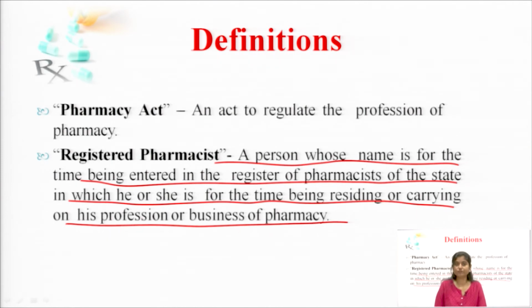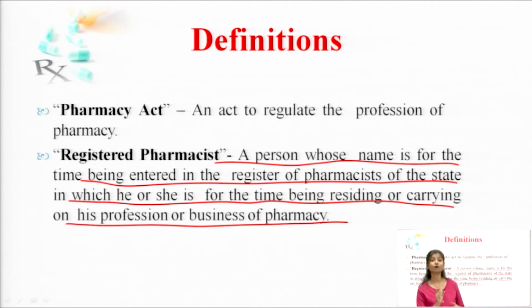First, education. If you have done your diploma or a degree course in pharmacy, you can apply for the registration in that state in which you are residing or you have taken your education. So it is mentioned over here that a person whose name for the time being is entered in the register, that is the register in the office in which your name has to be entered, that this person has completed his education and now he or she is capable to be a registered pharmacist. Your name being written in that register gives you a certificate that you are a registered pharmacist now.